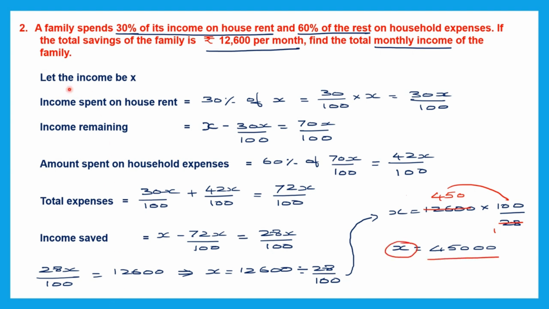X is the income. Right at the beginning we said let the income be x, and we have found the income, and that is rupees 45,000. So we can write that rupees 45,000 is the income. So this is our final answer.